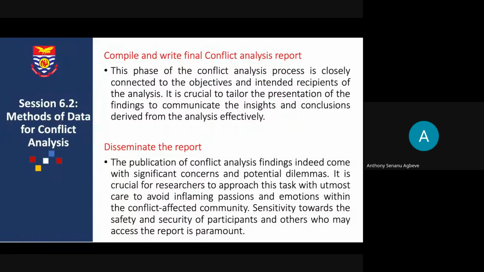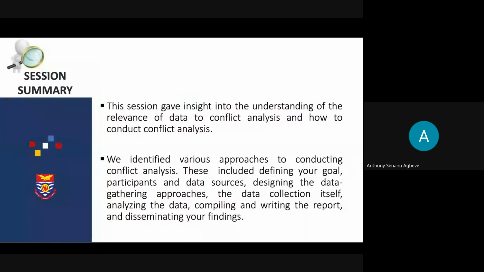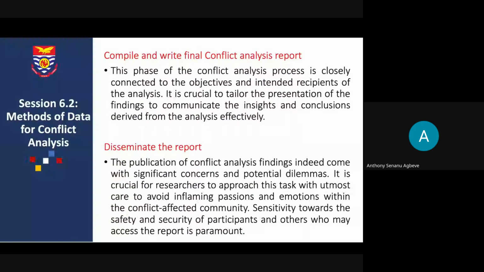So either you disseminate to the government, you send it to the government, you send it to the National Peace Council, or whichever place you want to disseminate the report to, right? So, basically that is it with the methods of data collection. So you disseminate the report. Like in the case of the Otumfo committee, the report was sent to the presidency, and then later it was made known to the public.